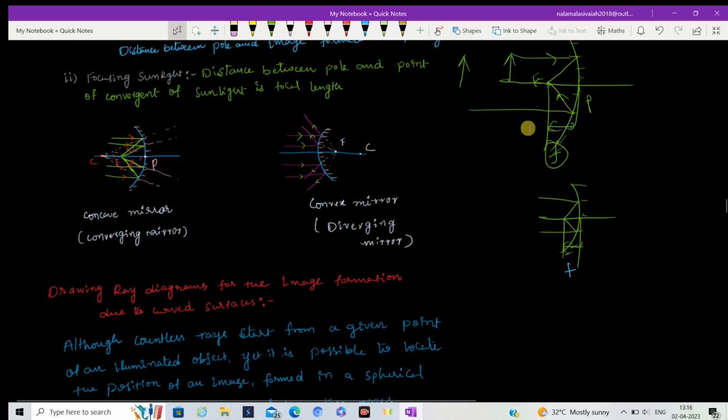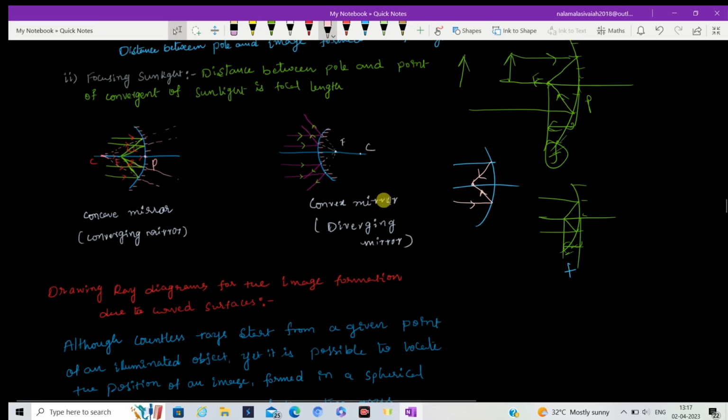Why is the concave mirror called a converging mirror? Because when light rays are incident on it, after reflection the light rays will converge, or meet at one point on the principal axis. These light rays are coming from infinity. After reflection, light rays are meeting at one point on the principal axis. That is the reason it is called a converging mirror.